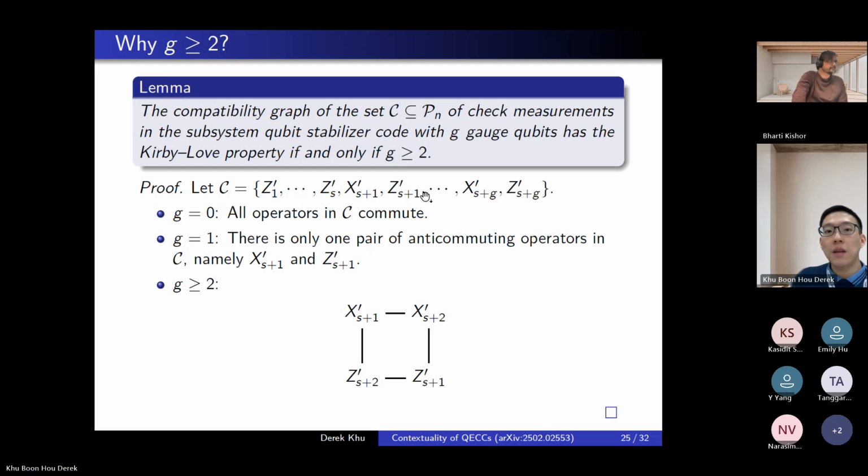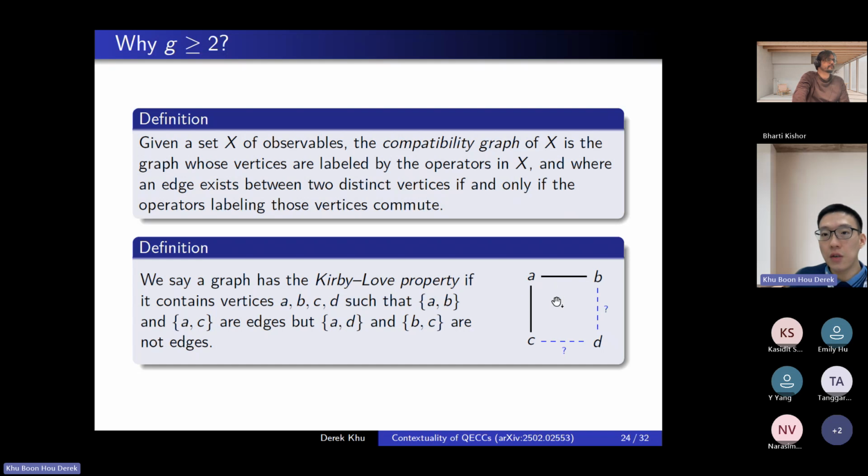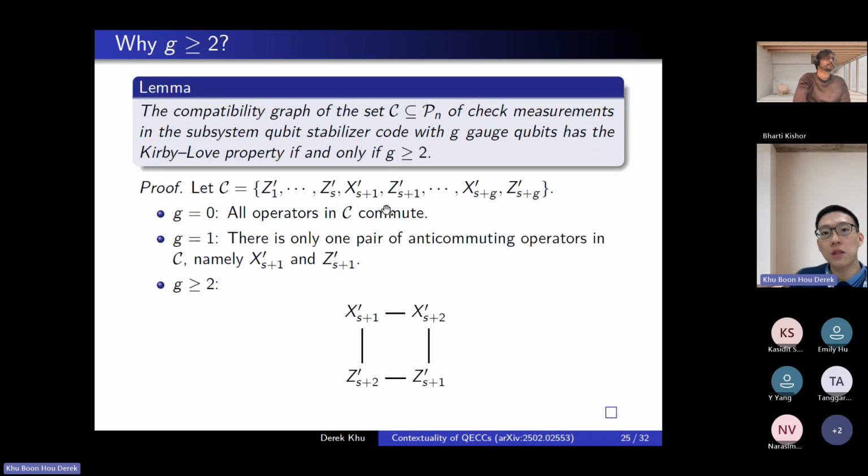We see that there is no way for us to get this Kirby-Love diagram, because you need two pairs, AD and BC, to be anti-commuting. But here there is only one pair of anti-commuting operators, so you do not get such a subgraph. And if G is greater than or equal to 2, you do get such a subgraph, which is given by this diagram. This is where the G greater than or equal to 2 condition comes from.